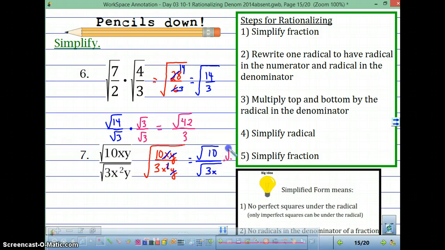Well, I'm going to rewrite this as square root of 3x over square root of 3x. It looks complicated, but it's really just 1. And it's going to help us. So what do we get up top? Square root of 30x. Are we going to have to simplify that? No, because this is just 2 times 5 times 3 times x. There's no perfect squares there. Down below, 3x times 3x is just going to square root of 3x times square root of 3x becomes 3x. That's your answer.